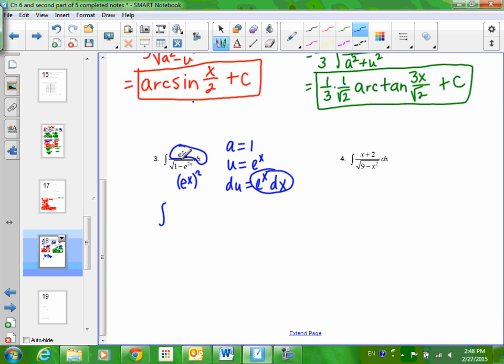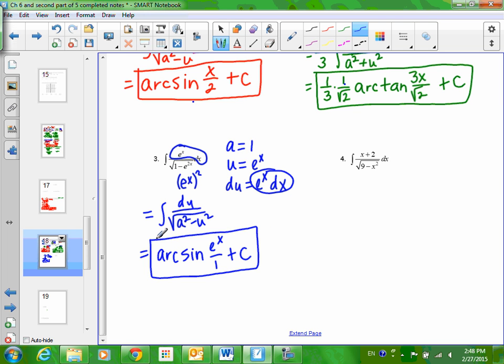So when I rewrite this, e to the x dx gets replaced with du. Down here, this square root gets replaced with a squared minus u squared, which is arcsine u over a. So e to the x over 1. Do you have to write the plus 1? Of course not. And that's it. If you feel like you could go straight from here to here, that's fine. That's going to happen to most of you after you practice this a little bit. That's not a necessary step because I already know it works out.